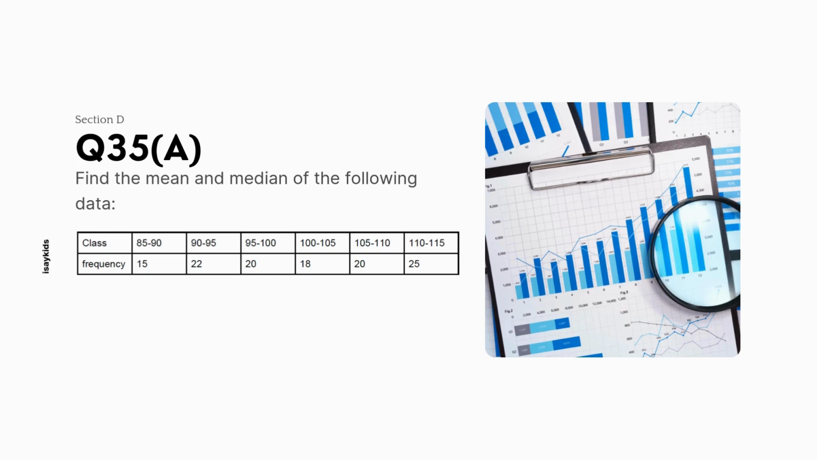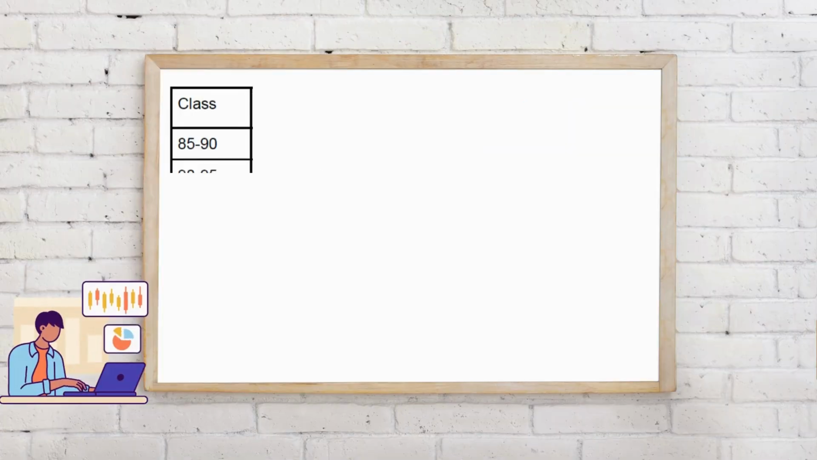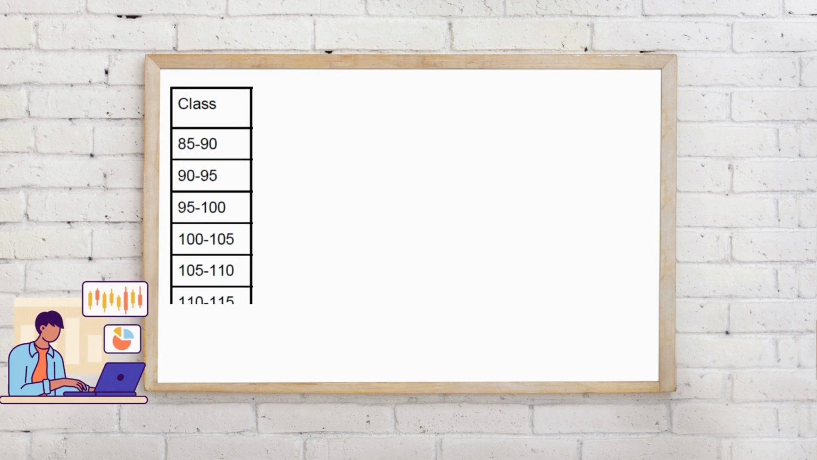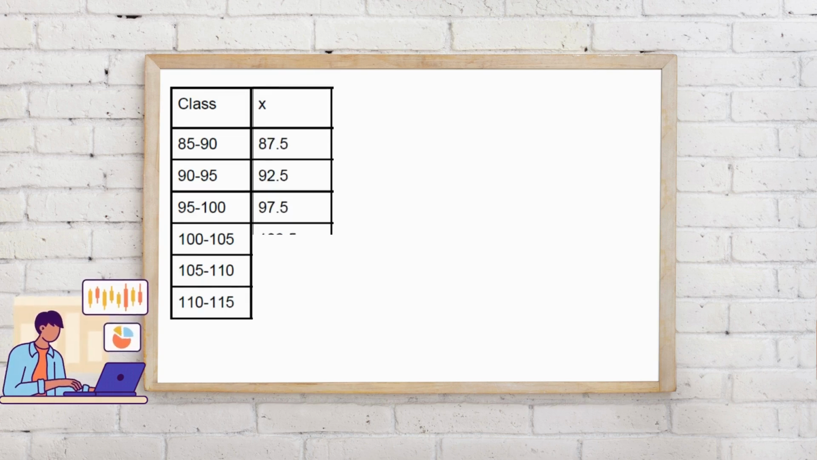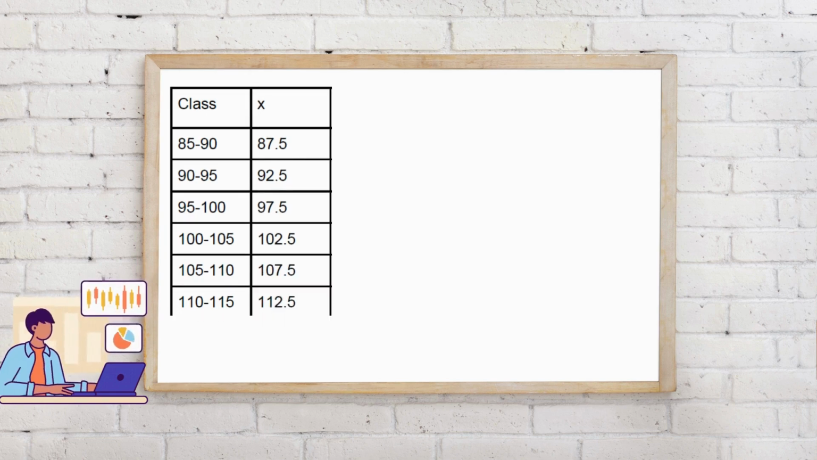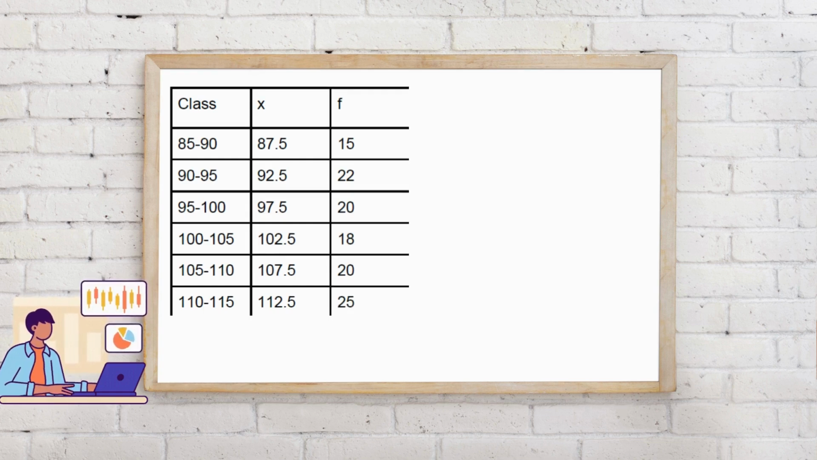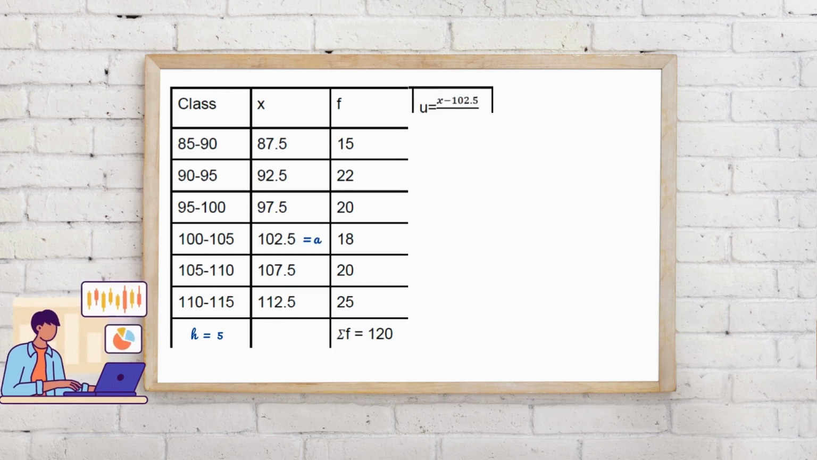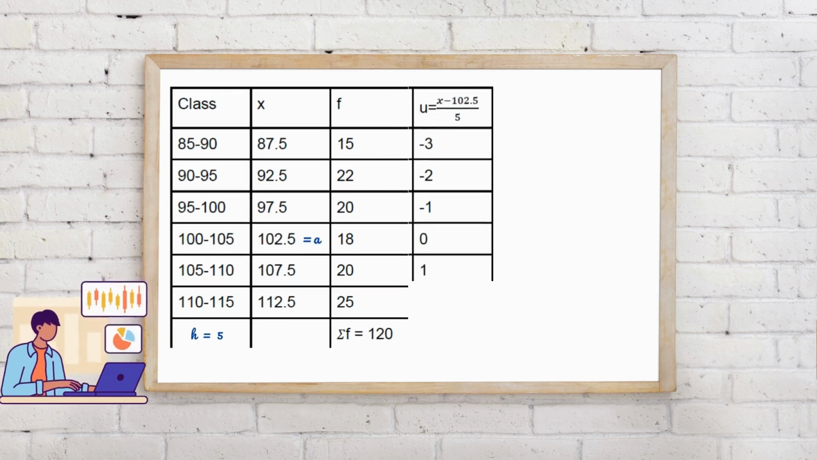Find the mean and median of the given data. So these are the classes. These would be their respective class marks. This is the frequency. So sigma fi would be 120 and height would be 5. We get u as x minus a upon 5. Our a is 102.5.